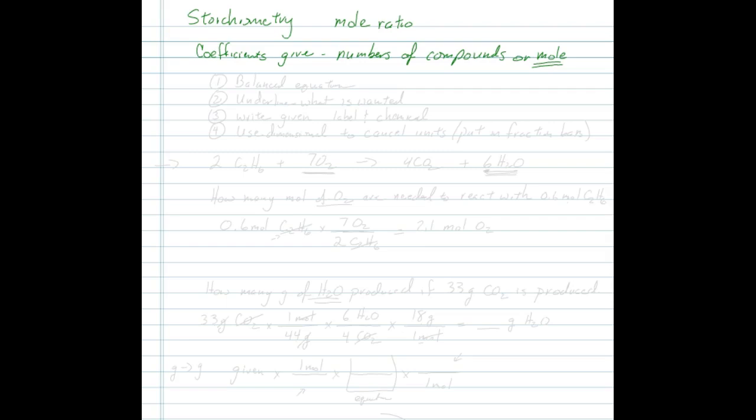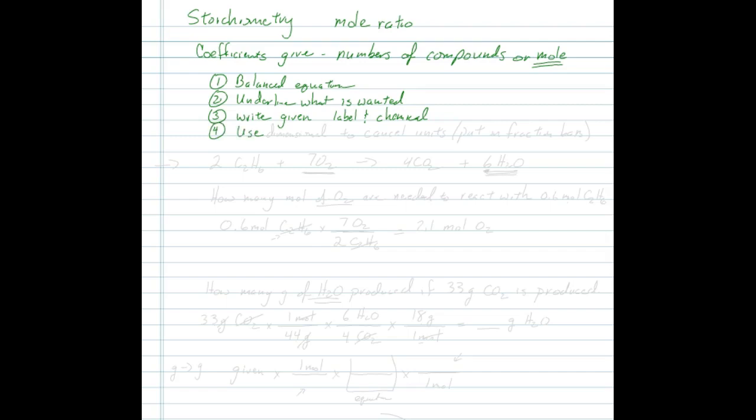There are 4 steps to solving any stoichiometry problem. First thing you need to do is have a balanced equation. The second thing you need is to underline what is wanted, what is the unknown, what you are trying to find. Third, write the given: write what you have, what is known, including the label and the chemical. Right now I'm talking about NaCl, H2O, C2H6, whatever you got.